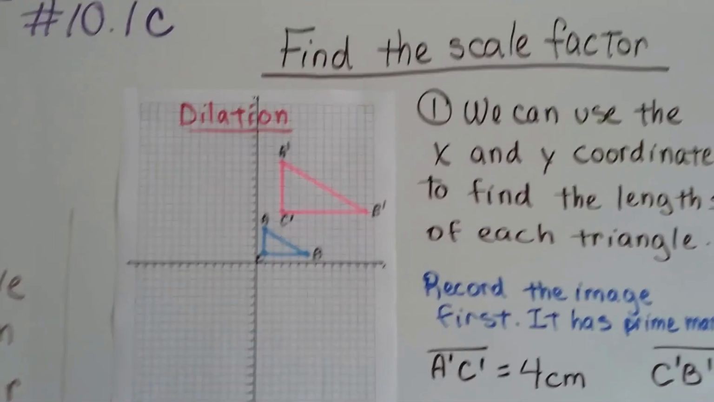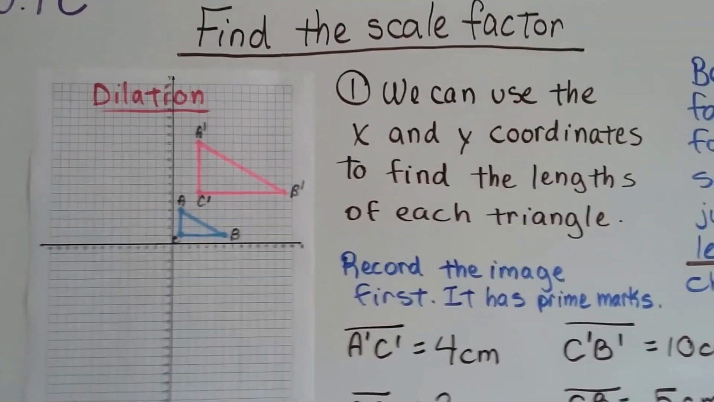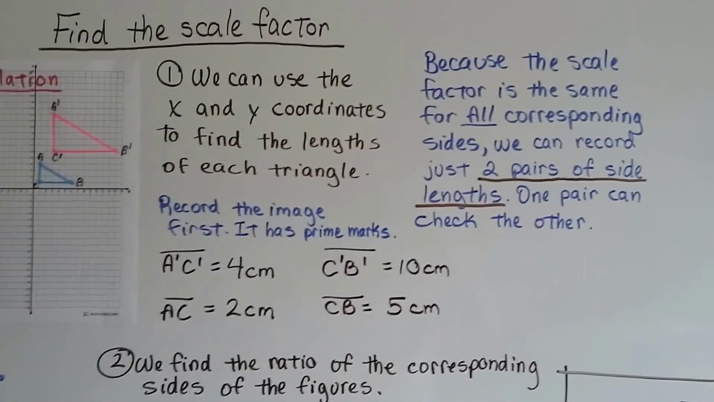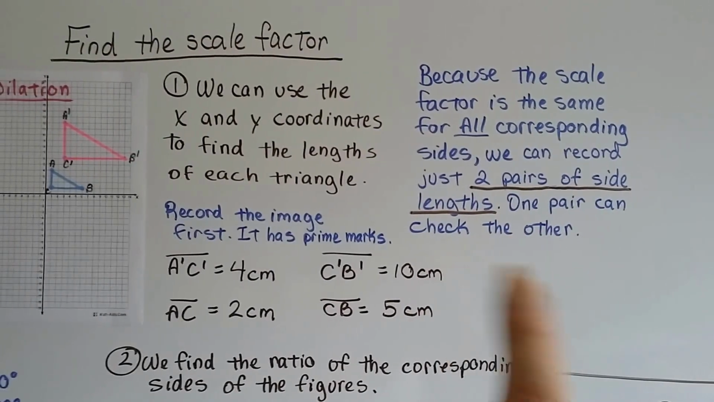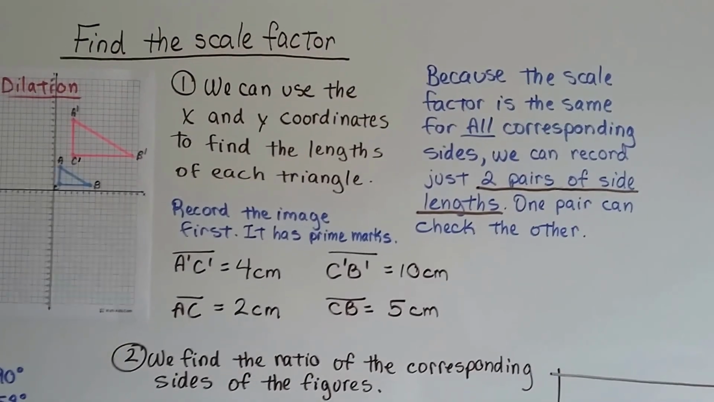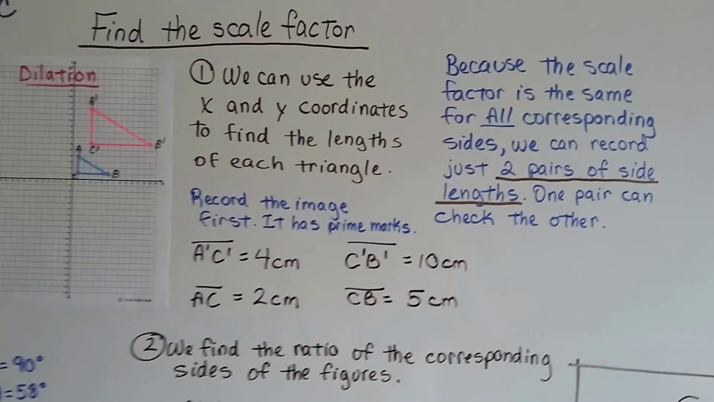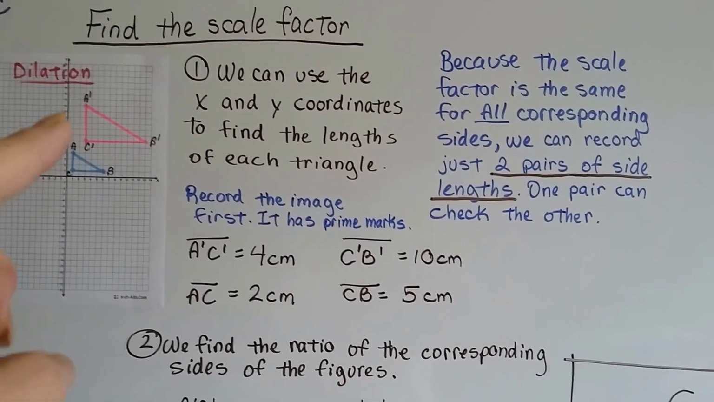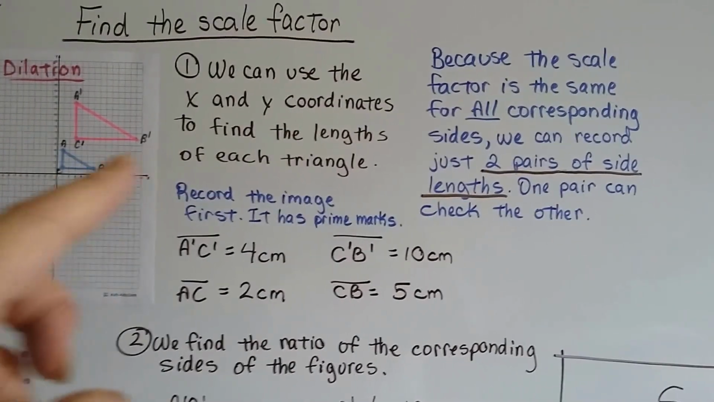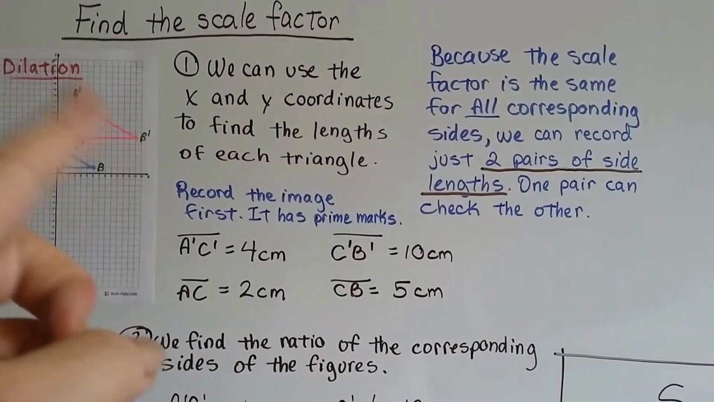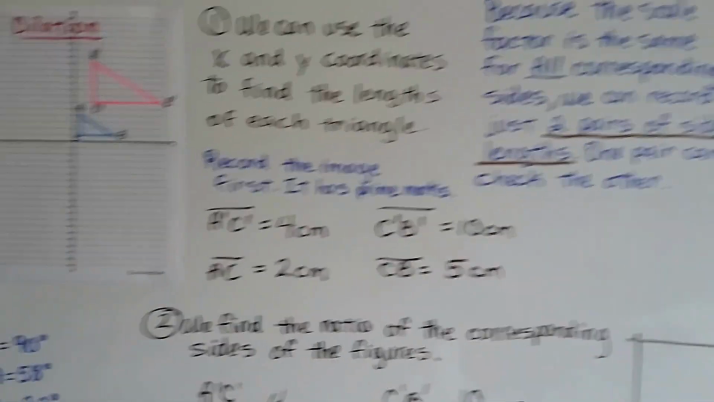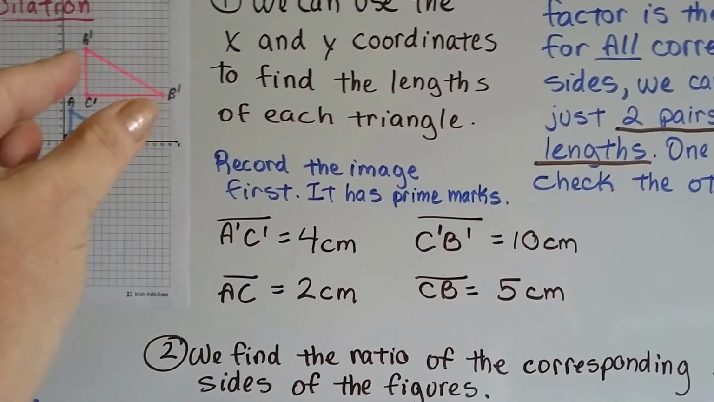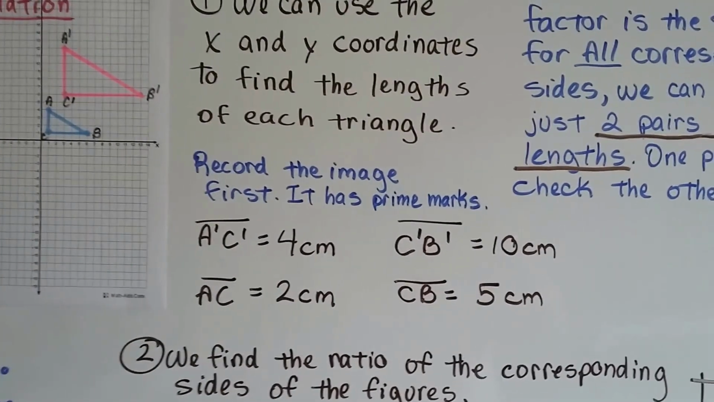So, if we need to find the scale factor for a dilation, we can use the x and y coordinates to find the lengths of each triangle. Because the scale factor is the same for all corresponding sides, we can record just two pairs of side lengths and one pair can check the other. So we don't need to compare all three sides of the triangle. We could just do AC and CB. We don't need to do the hypotenuse, the long side. If these two ratios are the same, then the triangles are similar.